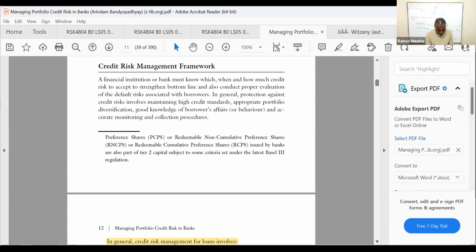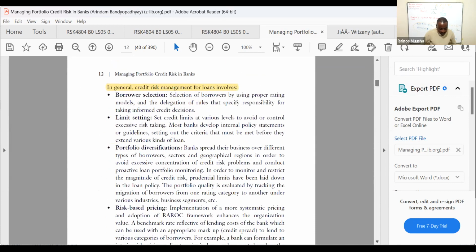So here they say, in general, credit risk management for loans involves the first one being borrower selection, where they say this is the selection of borrowers by assuming proper rating models and the delegation of rules that specify responsibility for taking informed credit decisions. And the second issue is limit setting, where they say set credit limits at various levels to avoid or control excessive risk taking. So most banks develop internal policy statements or guidelines setting out the criteria that must be met before they extend various kinds of loans.